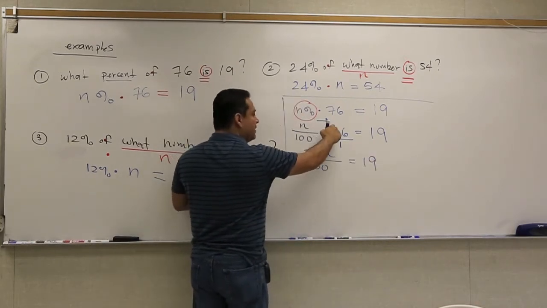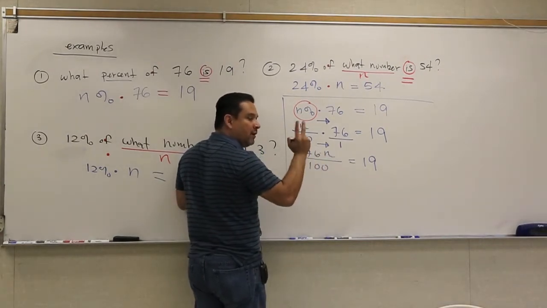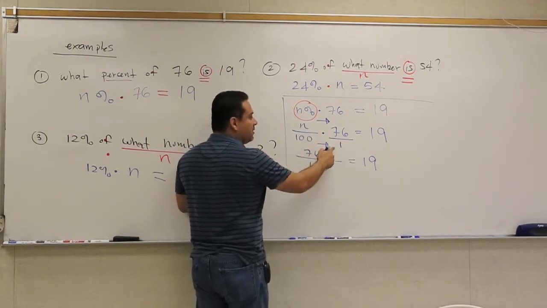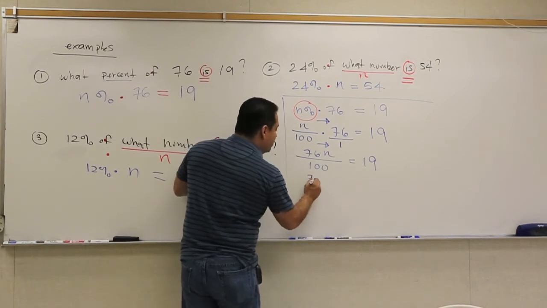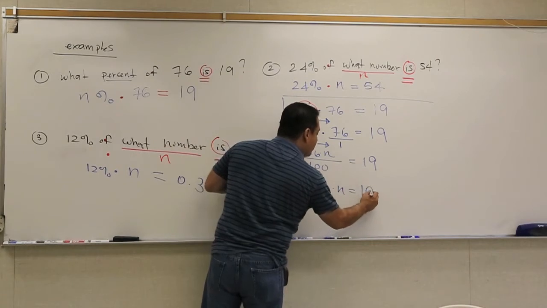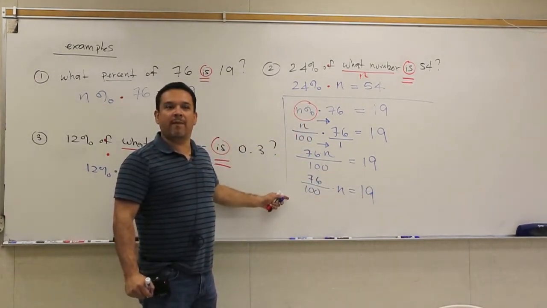I know we have n times 76, but we like to put the number before the what letter. And we can change the order in which you multiply because the order doesn't matter. Then 100 times 1 is still what? 100. You okay with that? I can also say this is 76 over 100 times n, just like all the other problems that we've been working with. You with me on this? You guys okay with that?